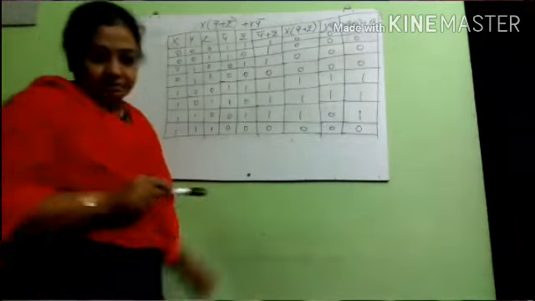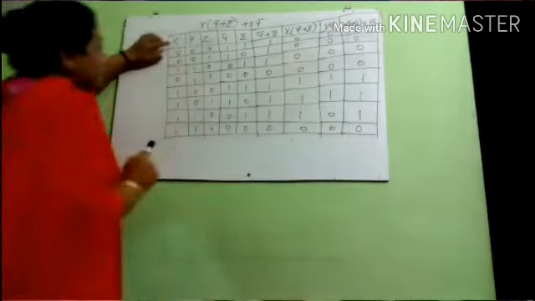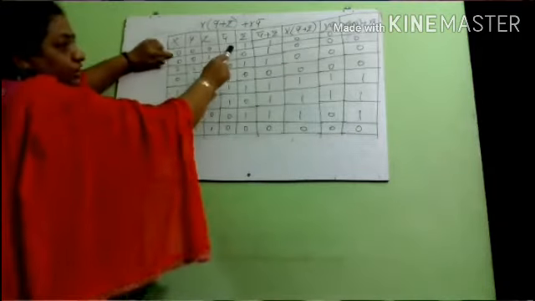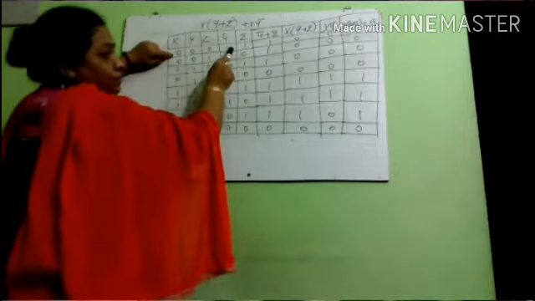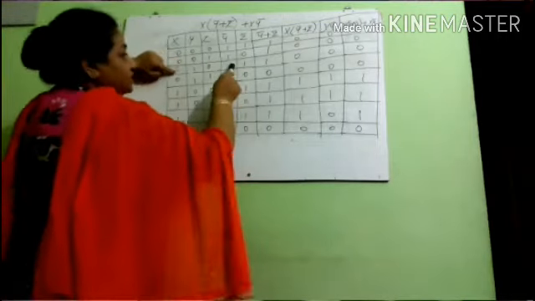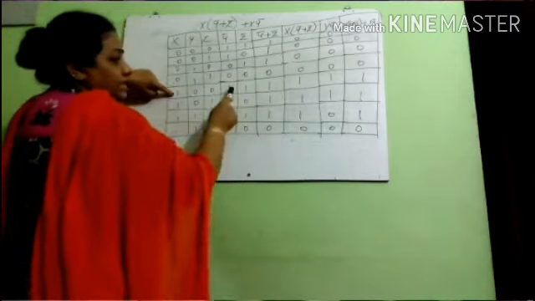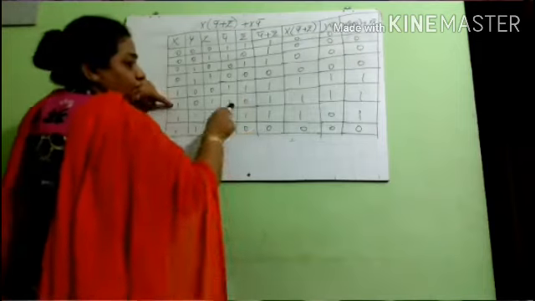0 ANDed with 1 is 0. 0 ANDed with 1 is 0. 0 ANDed with 1 is 0. 0 and 0 is 0. 1 ANDed with 1 is 1. 1 ANDed with 1 is 1. 1 ANDed with 1 is 1. 1 ANDed with 0 is 0. So now we have got x ANDed with y bar plus z bar.